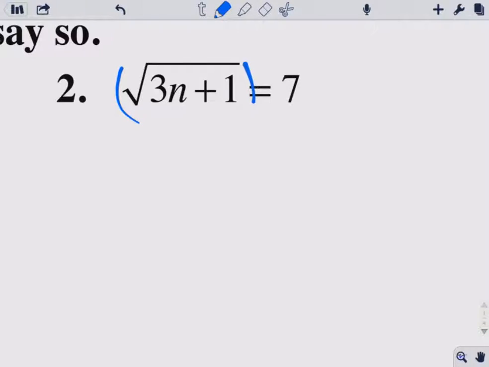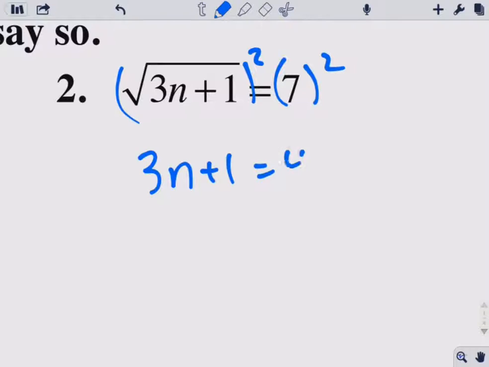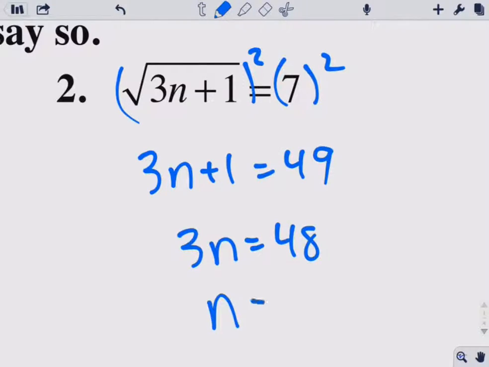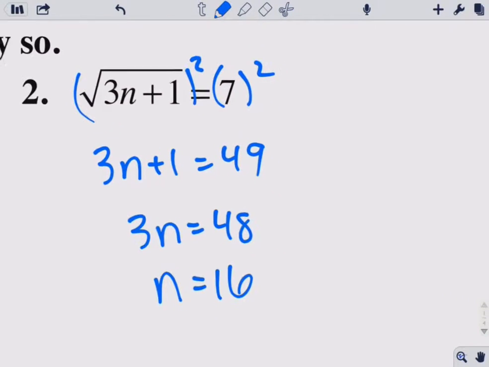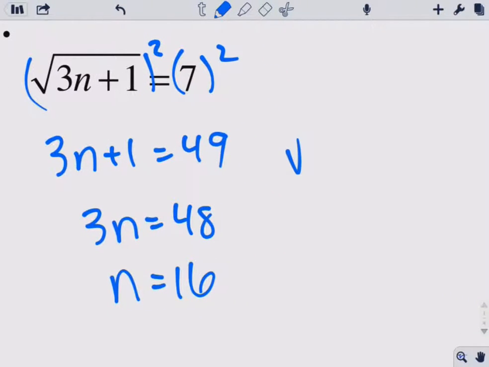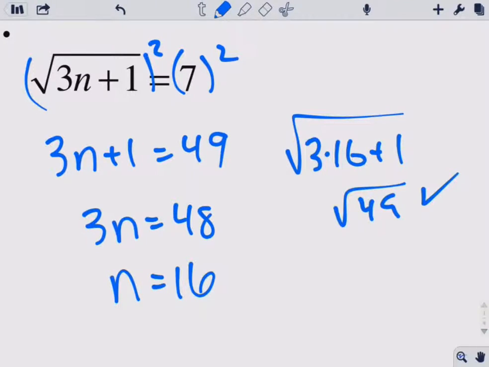Okay, square this, you get 3n plus 1 is equal to 49, 3n is equal to 48, n is equal to 16. Okay, so we check that, and square root of 3 times 16 plus 1, that's the square root of 49, and that works.